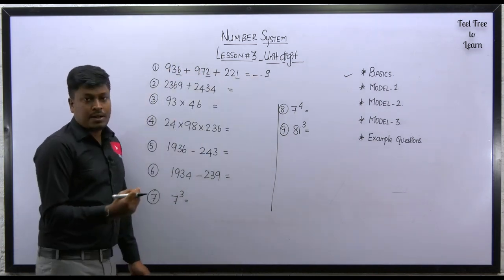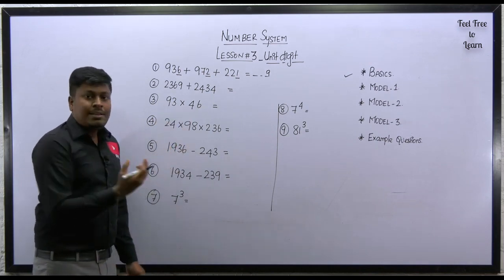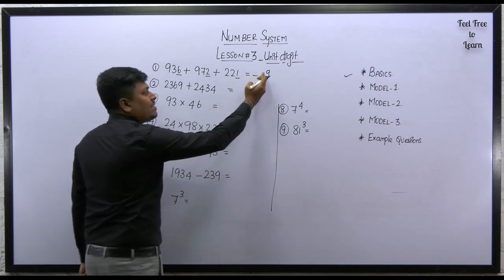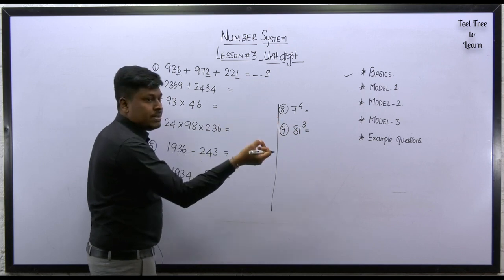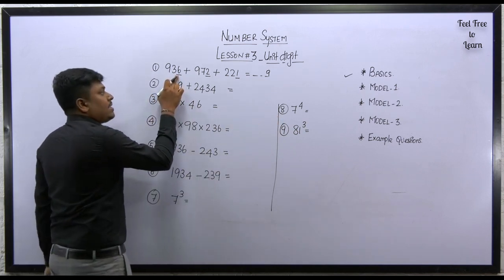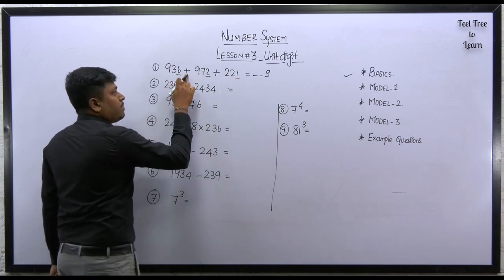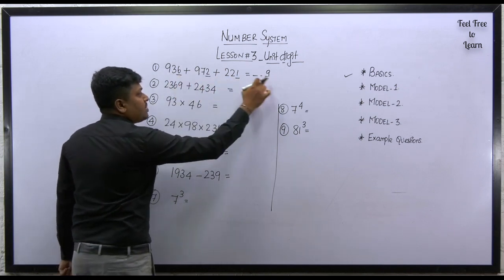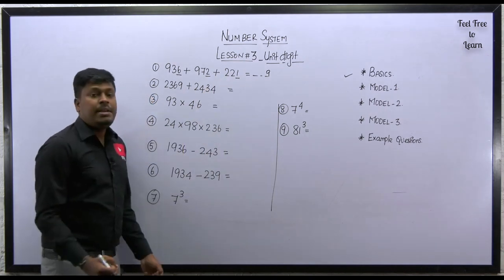Friends, got it or not? In case we need to find the unit digit of these numbers, then target only the last digit, because we don't need to find the first or second digit. Our target is to find the last digit, which is called the unit digit. So it is better to add only the last digits. The last digit is 6, the last digit is 2, here 1. So 6 plus 2 plus 1: 6 plus 2 will be 8, 8 plus 1 will be 9. So the answer for question number 1 will be 9.